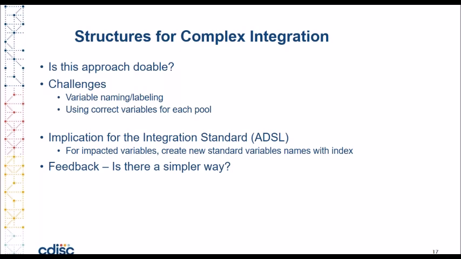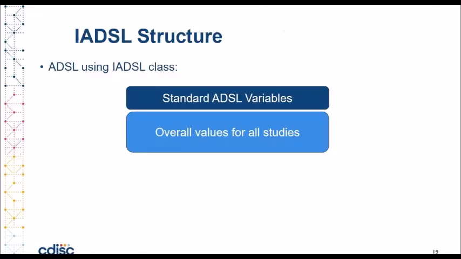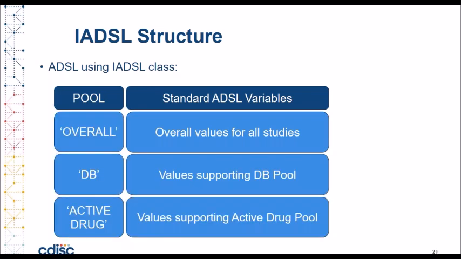This would have been a simple way to do this, but it really didn't stand the test of being a true standard. So what we ended up with instead is the iADSL structure, where we started again with the common things, the standard ADSL variables that were overall across all the studies. We added pool as a variable so that we would know which pool we were talking about. And in that standard stuff that goes across all the studies, we call that the overall pool.